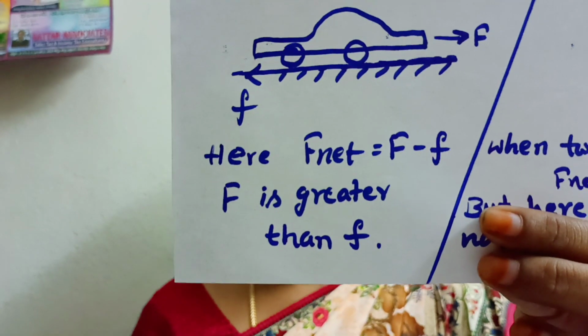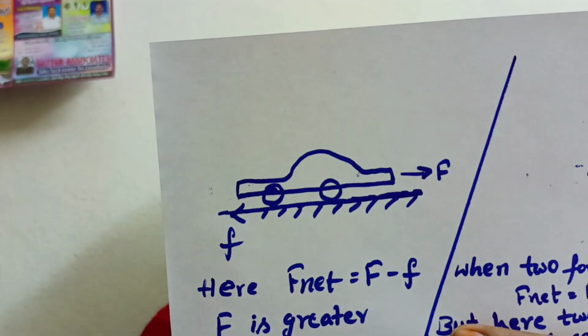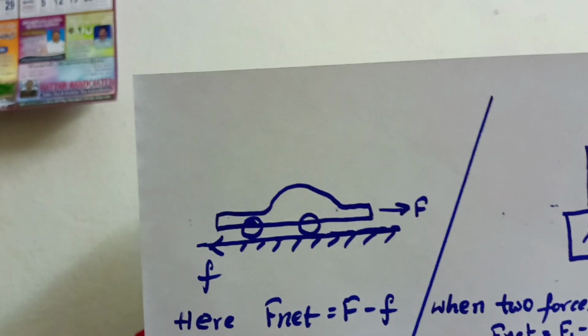So the net force concept comes when we have more number of forces on a given body. When many forces are acting, we take a resultant force. This resultant force is called net force. We take another example. You see this picture.